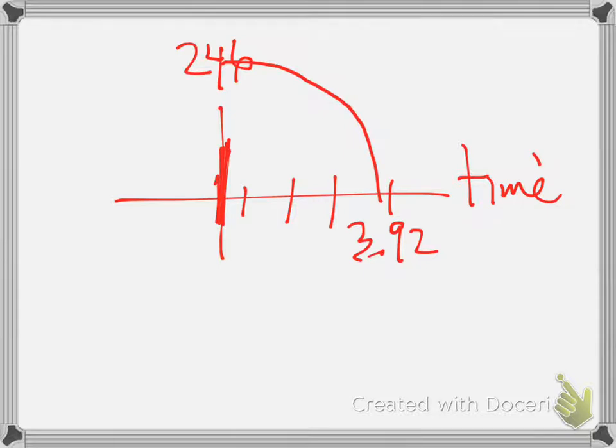Here's a picture. I start out at height. At the y-intercept is like 246. That's how high it is when you start. And at 3.92 is when it hits the ground. It's kind of a picture of what this might look like.